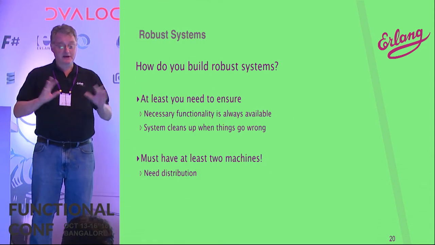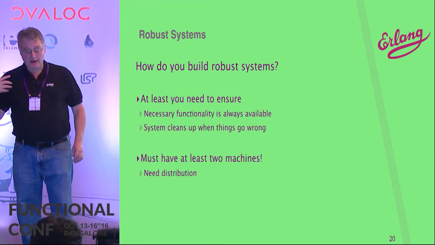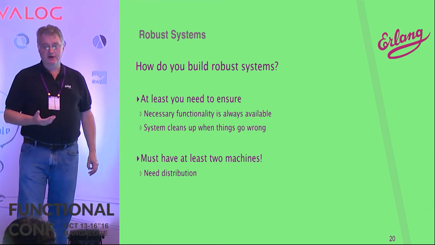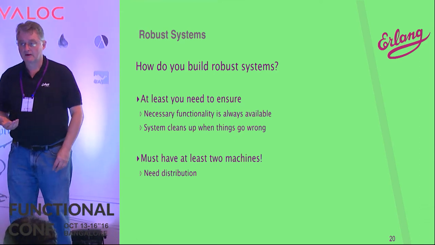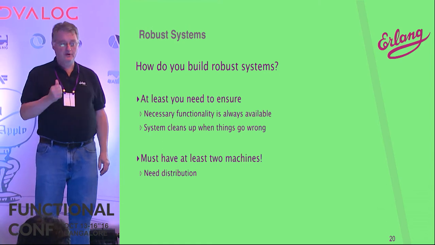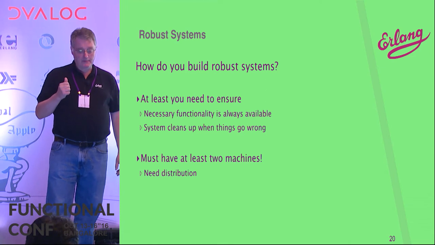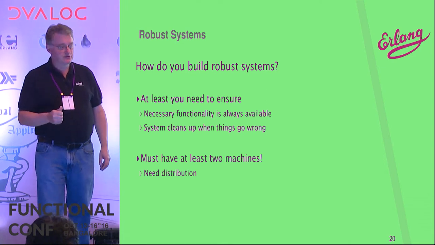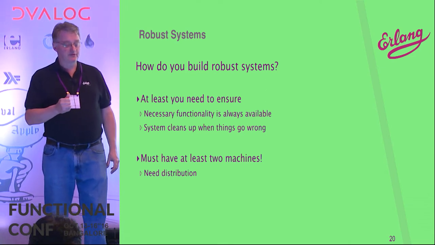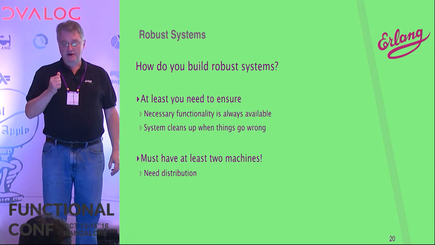There's a lot about error handling here because it was very fundamental. So how do you use this to build robust systems? We're not saying fault-free systems, we're talking robust systems here. Things that can survive errors. And at least you need to ensure that some necessary functionality is always available.